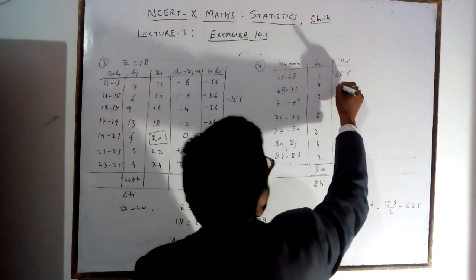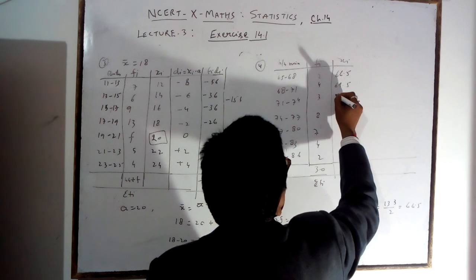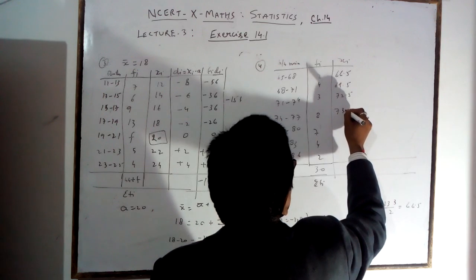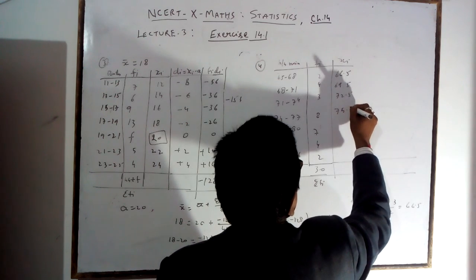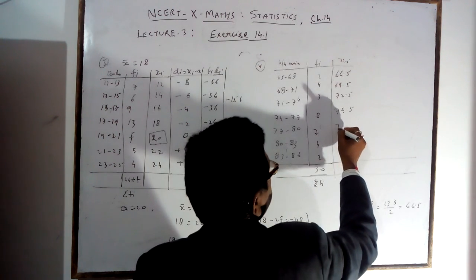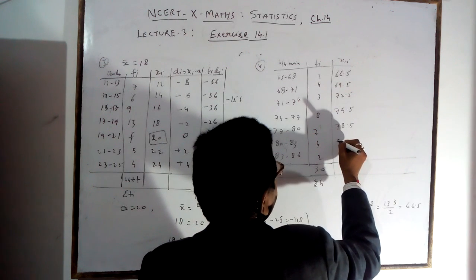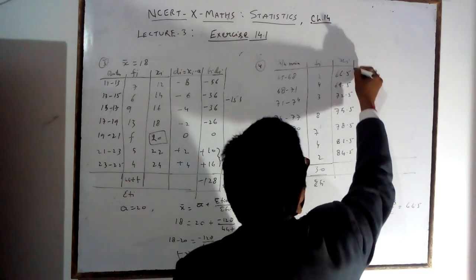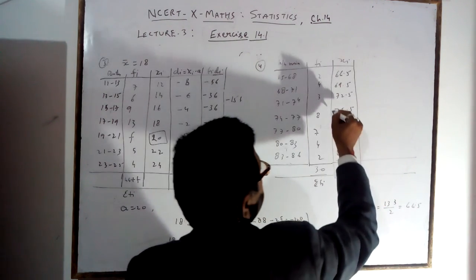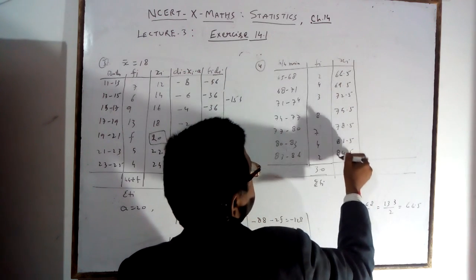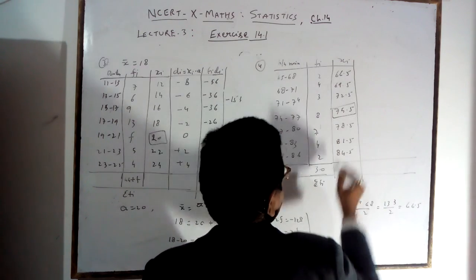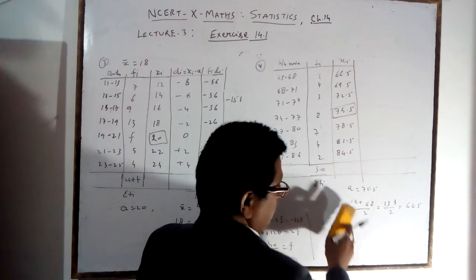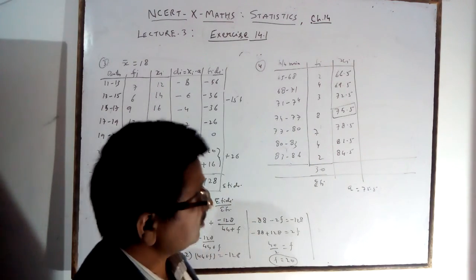What is the class size? 3. So 69.5, 72.5, 75.5, you add 3 in all. 78.5, 81.5, 84.5, that you are getting. Then 1, 2, 3, 4, 5, 6, 7. 3 leave there and then you get A. What is the A? You are getting 75.5. A is equal to 75.5.